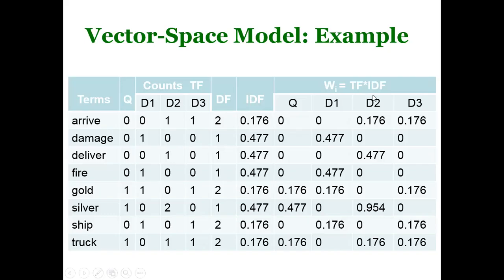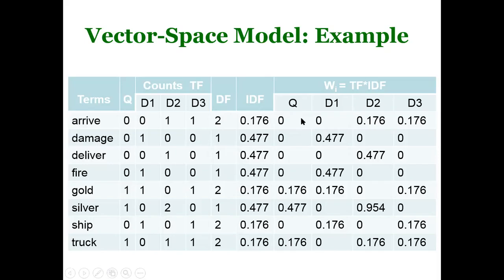But at this point, don't be confused. We are calculating TF-IDF of each term in each document. Sometimes on the exam, I am observing that TF-IDF is calculated in the form of IDF. But actually, we have to calculate TF-IDF of every term in every document. So we are calculating TF-IDF of arrive in the query, in document 1, in document 2, and document 3.